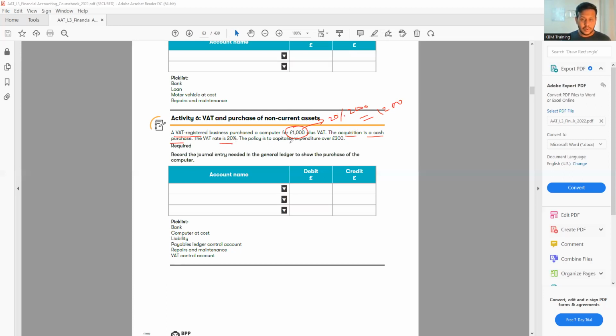The policy is to capitalize expenditure over 300. So if the total cost is more than 300, I can capitalize it. That means I can record it on our financial statement.